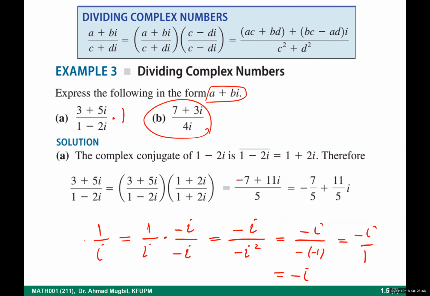So what is the answer now? What is 1 over i? It is -i. Believe it or not. This is the answer that I was expecting from you to say.